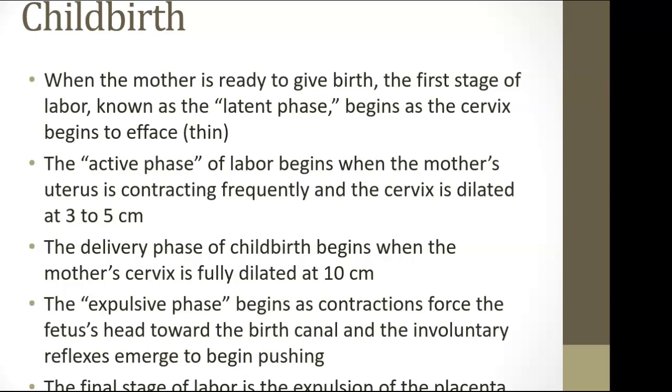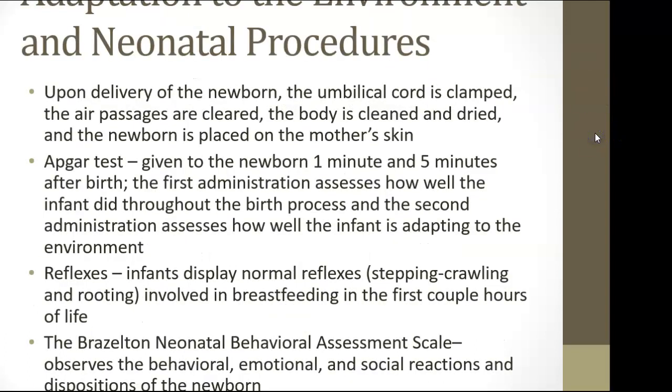So childbirth. The mother is ready to give birth. The first stage of labor is the latent phase. That's when the cervix begins to efface or thin. And the active phase is when the mother's uterus is contracting and you're starting to really feel it, and the cervix is dilating, so you're starting to be able to have the baby getting closer. The delivery phase of the childbirth is when you're fully dilated at a 10, and the expulsive phase is when the contractions really begin to force the child's head through the birth canal. And the final stage, when you have the baby, is the expulsion of the placenta.